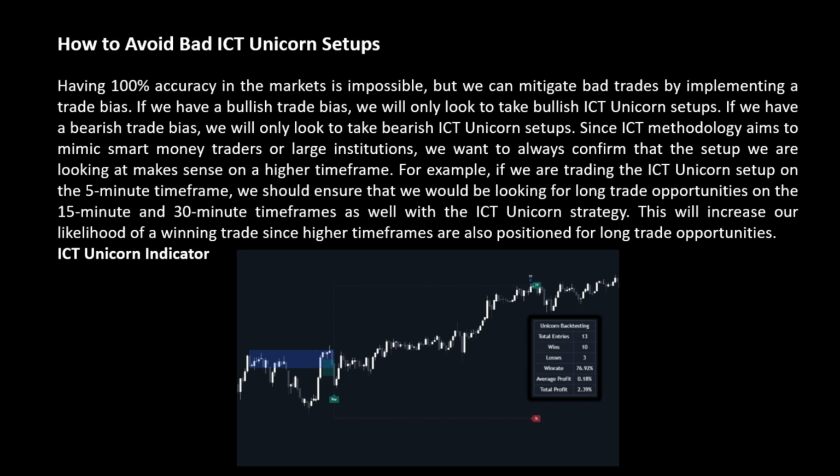Since ICT methodology aims to mimic smart money traders or large institutions, we want to always confirm that the setup we are looking at makes sense on a higher time frame. For example, if we are trading the ICT Unicorn setup on the 5-minute time frame, we should ensure that we would be looking for long trade opportunities on the 15-minute and 30-minute timeframes as well with the ICT Unicorn strategy. This will increase our likelihood of a winning trade since higher timeframes are also positioned for long trade opportunities.